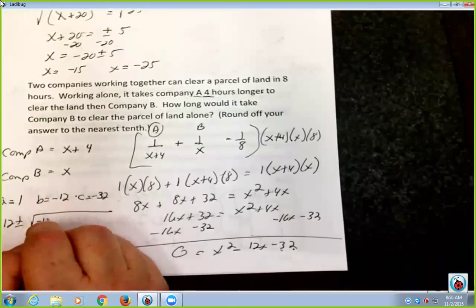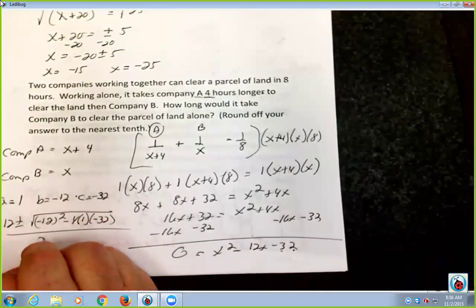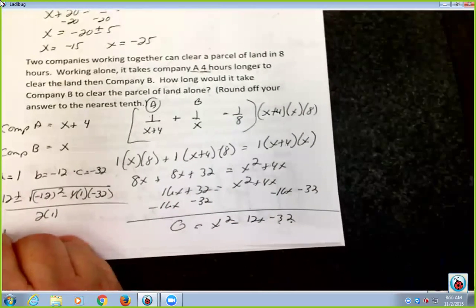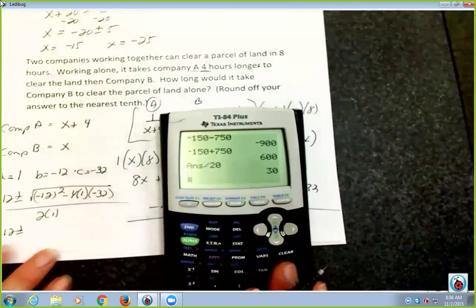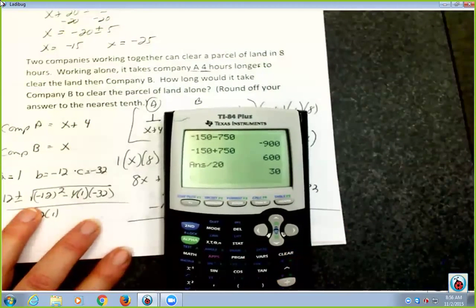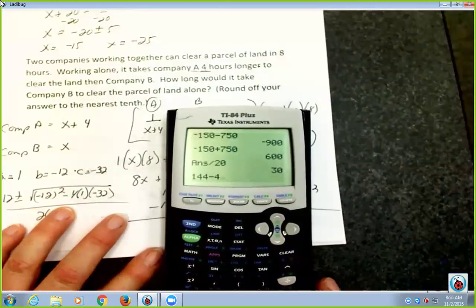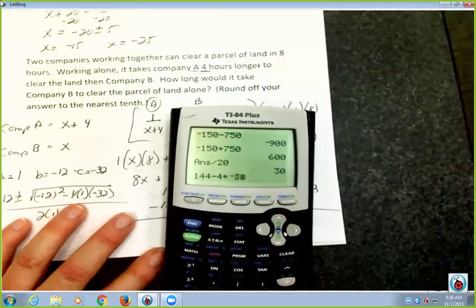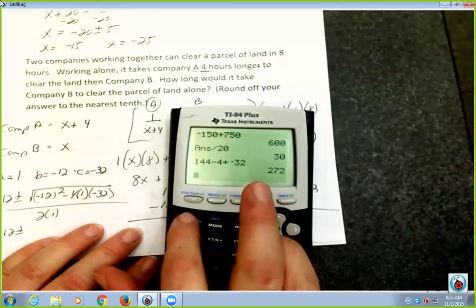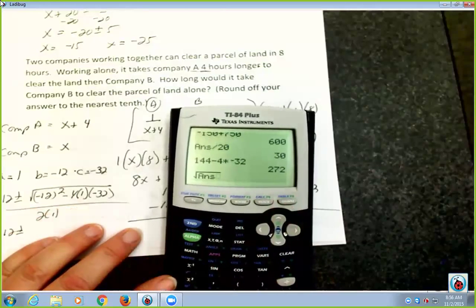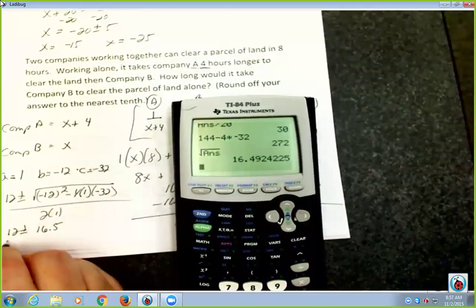The square root of a negative 12 squared minus 4 times 1 times negative 32, all over 2 times 1. And 12 plus or minus, and so we're going to finish that middle piece out. It's going to be a decimal, because I've kind of hinted up there that it will be. So 12 squared is 144 minus 4 times a negative 32. The 1 doesn't really make a difference. That gives me 272. Take the square root, and I get 16.5 all over 2.